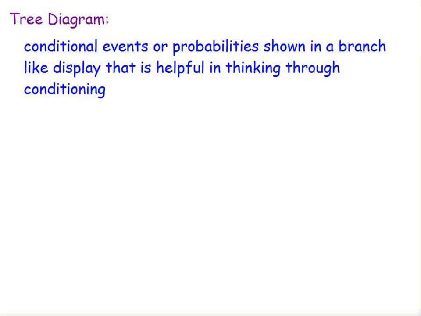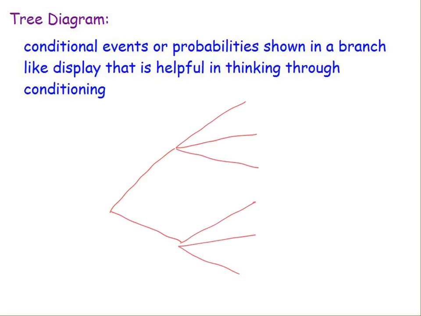So this branch-like display looks something like this. You'll have some options to start, and then off of those first two options, you'll have some additional options. Perhaps it's 3 additional options. You could have 3 branches to start with and 2 branches off of each one of those. You could have 5 branches to start. It just breaks down what the possibilities are for the first event and what the possibilities are for the second event, and putting them together. So let's take a look at several examples that utilize these tree diagrams.